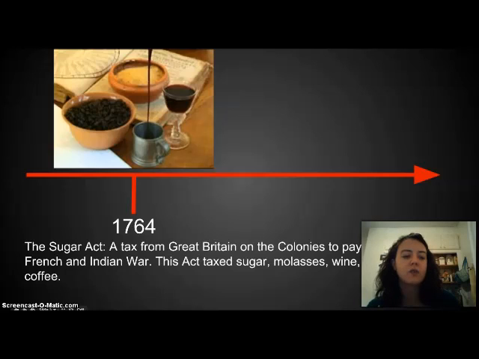Then right after that, we have the Proclamation of 1763, which I did not put on this timeline. Then after the Proclamation of 1763, in order to get money to pay for the French and Indian War, we see 1764 was the Sugar Act. And this act taxed sugar, molasses, wine, and coffee.